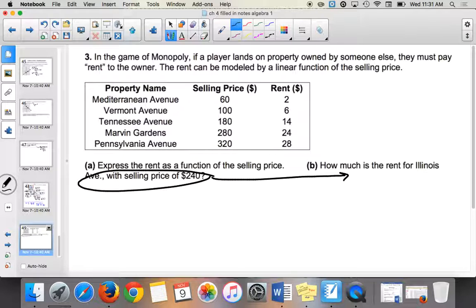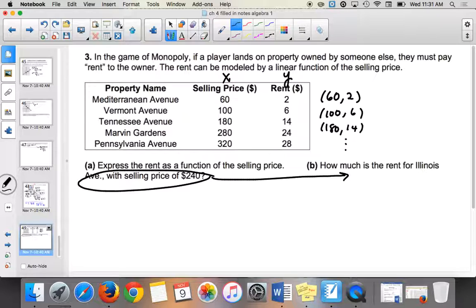In other words, I want to have my rent be y and my selling price be x, and I want to write an equation of a line. These are all points. I have the point 60, comma 2. I have the point 100, comma 6. I have 180, comma 14, and so on. So when it says express the rent as a function of the selling price, all it's saying is write the equation of the line through any of these points.